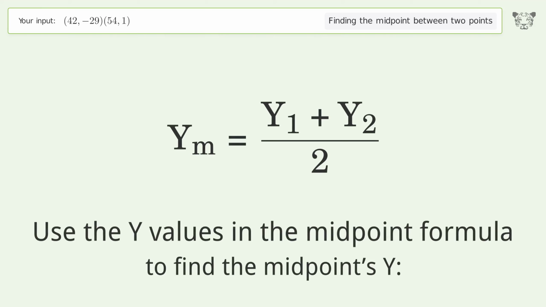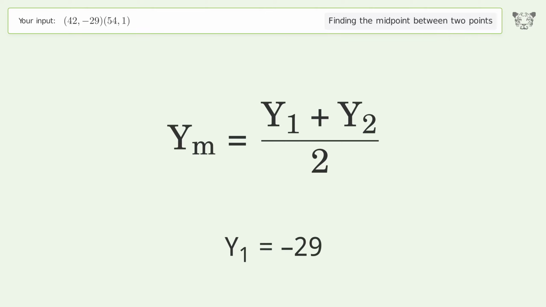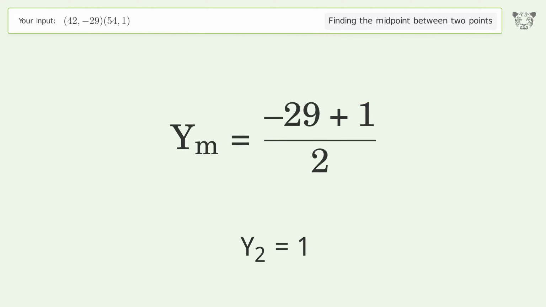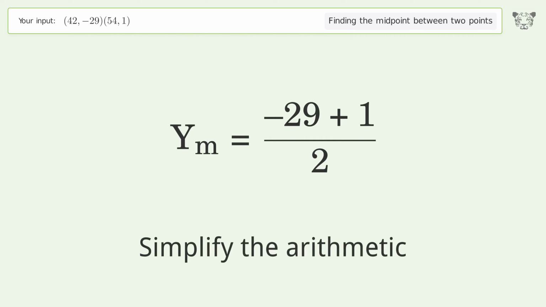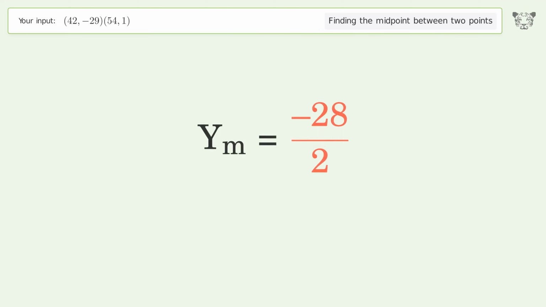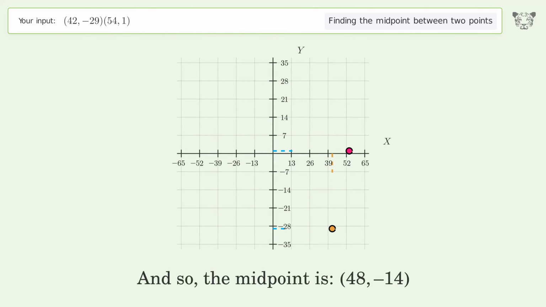Use the y values in the midpoint formula to find the midpoint's y. y1 equals -29. y2 equals 1. Simplify the arithmetic. And so, the midpoint is 48, -14.